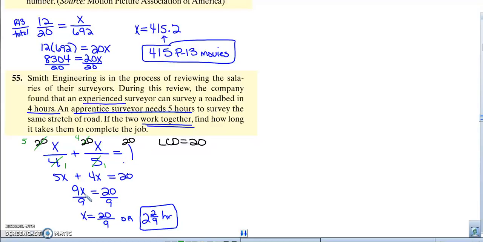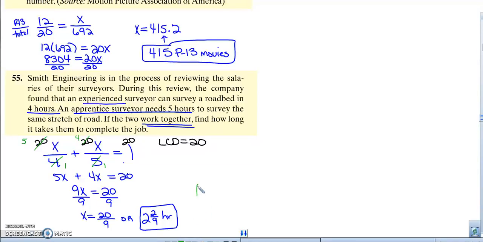Solving here for x, we end up with 20 over 9. Or as a mixed fraction, you would divide 20 by 9. It goes in there 2 times, which is 18. You'd have a remainder of 2 over 9. So we could write our answer as a mixed number, 2 and 2/9.